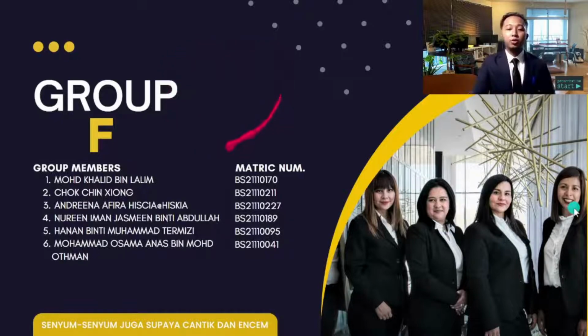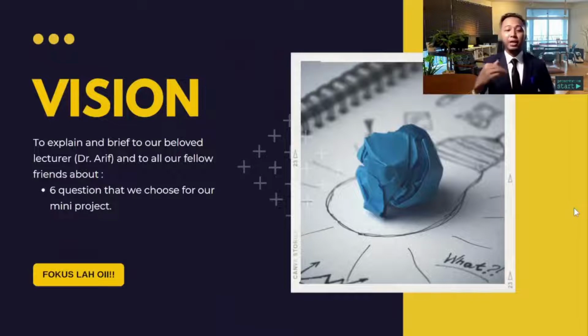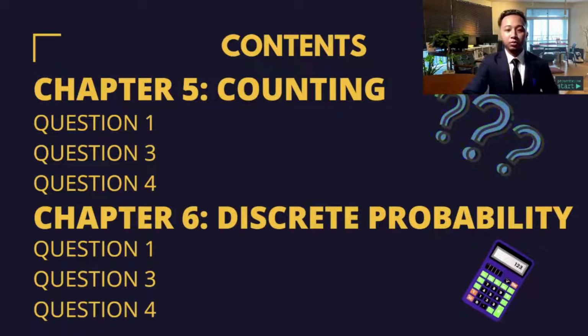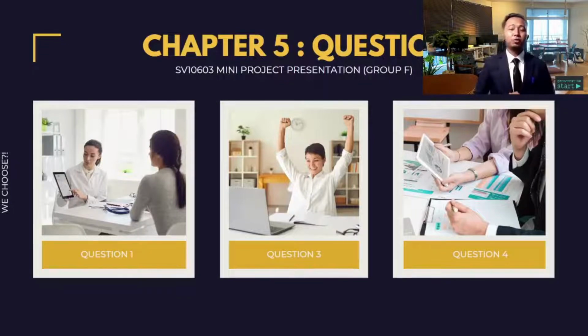So today we are going to present and explain briefly to our beloved lecturer, Dr. Arif, and to all our fellow friends, about the 6 questions that we chose for our discrete mathematics mini project. For the chapter 5 question, which is counting, we chose question number 1, question number 3, and question number 4. So I'm passing to the next presenter.